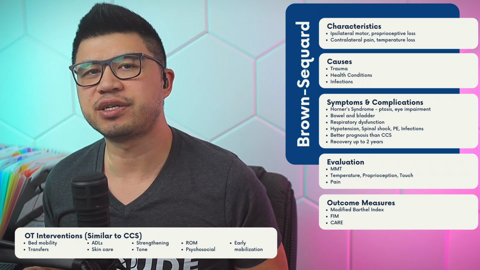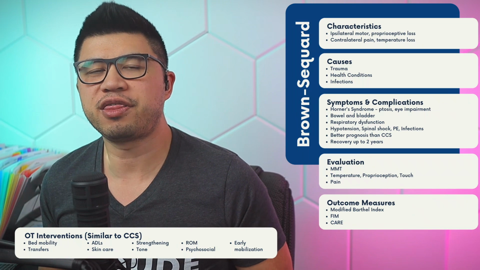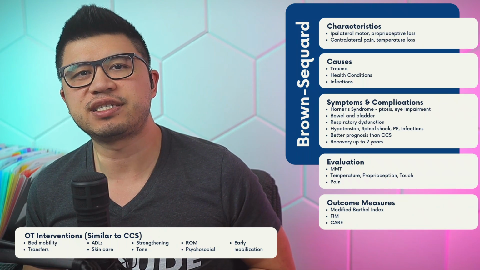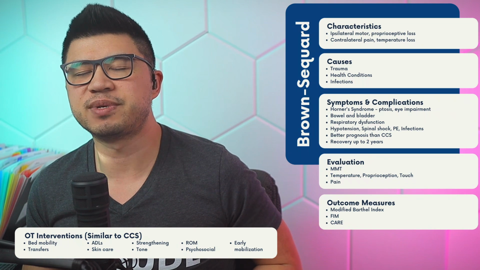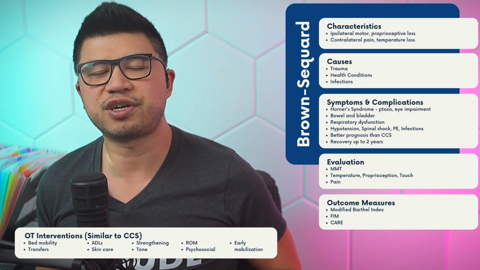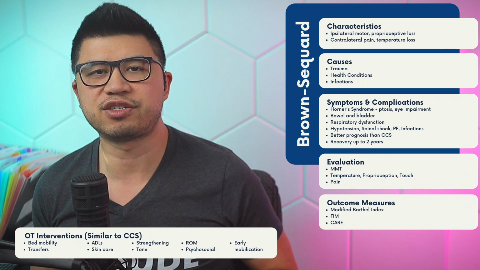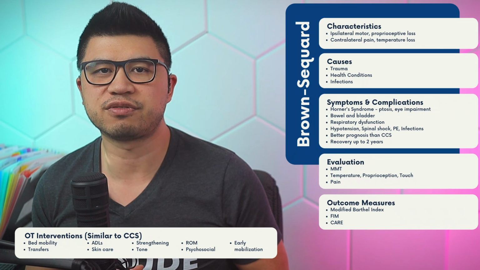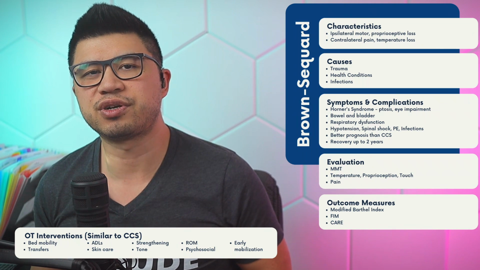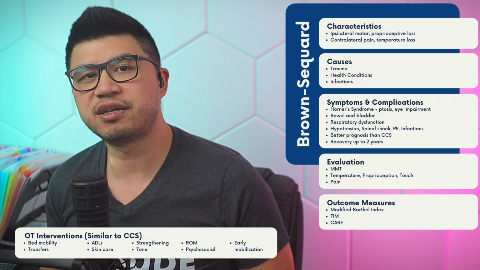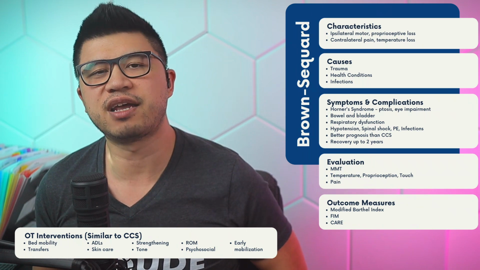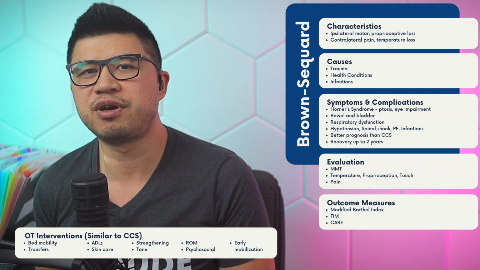OT evaluation includes ones that you're probably familiar with: MMT, sensory such as pain and temperature, proprioception, and discriminatory touch. Brown-Sequard shares many of the complications as central cord, such as autonomic dysreflexia and temperature dysregulation. Outcome measures you can use for ADLs are the Barthel Index and Functional Independence Measure, FIM.